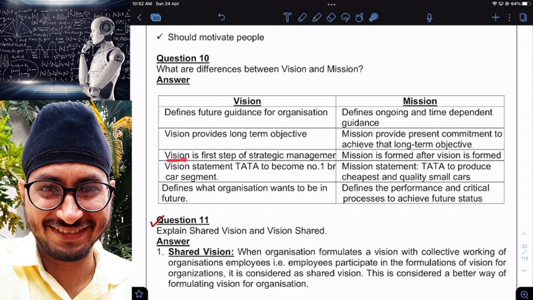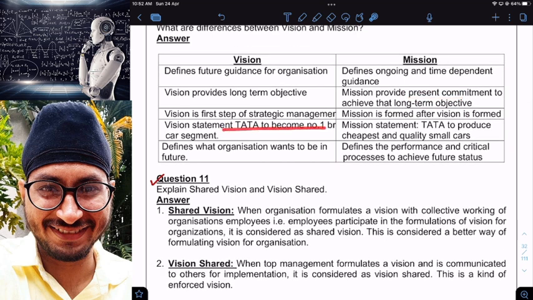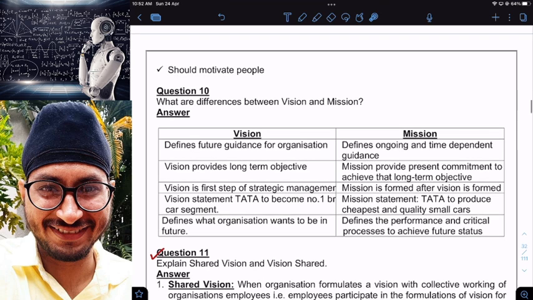Which is the first step? Vision. Which is the last step? Mission. Which is long term? Vision. My day to day activities are short term. Then Tata wants to become the number one car company. Vision. In order to become the number one car company, it has to manufacture cheap cars. Mission. What I want to be in future, vision. What am I today? Mission. These differences we have discussed long back.